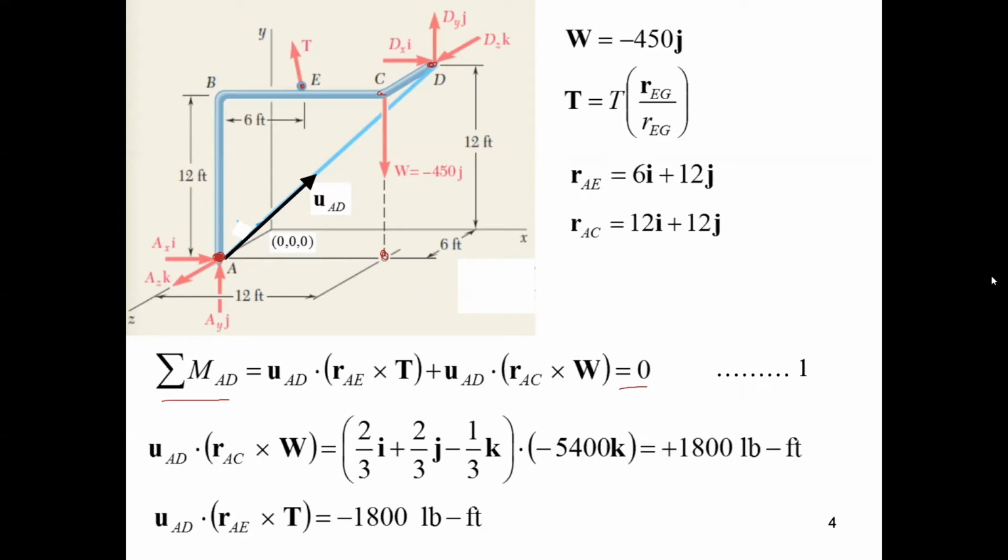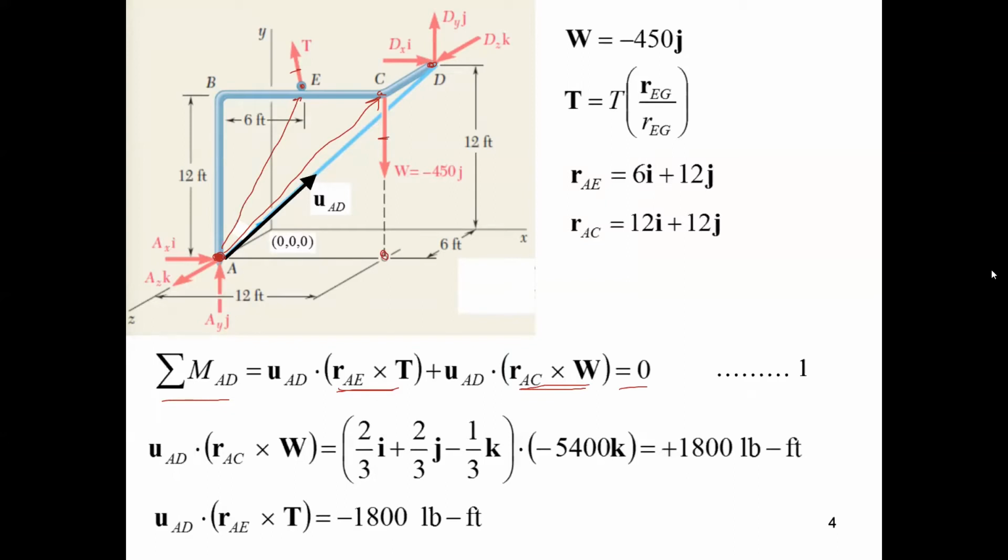Now, let's sum the moments about point A. We have the moment arm AE times the tensile force T. In vector form, the cross product of the position vector RAE and the tensile force vector T, plus the moment arm AC times the weight W. In vector form, the cross product of the position vector RAC and the weight vector W.